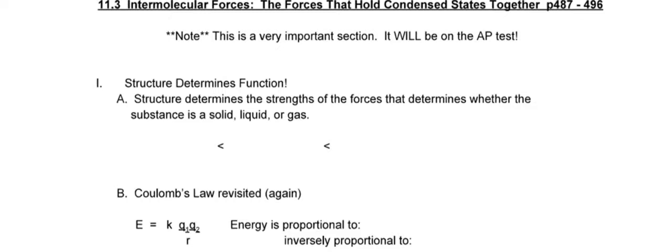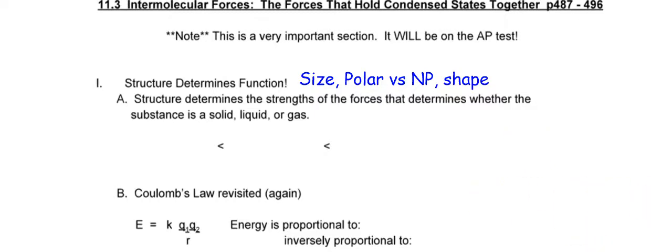What kind of things are we talking about? We are talking about the size of the molecule. We're talking about polar versus nonpolar. We're talking about shape. I could also throw in the idea of being symmetrical and not symmetrical. All those things are going to determine the function, are going to determine the properties of these molecules. So the structure determines the strength of forces that determine whether the substance is solid, liquid, or gas.